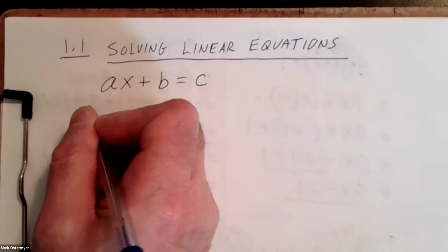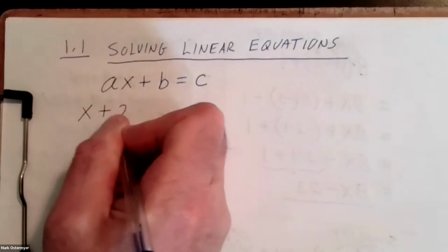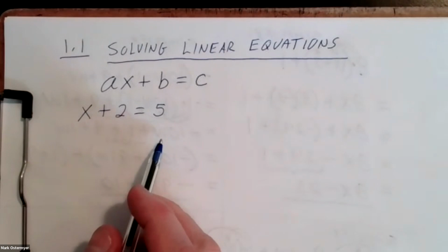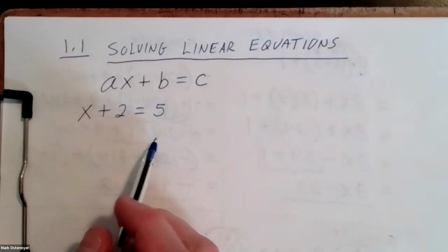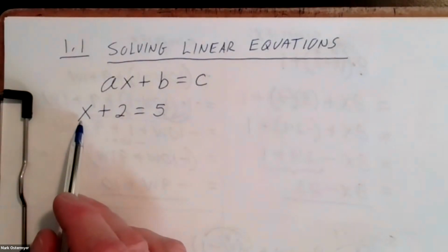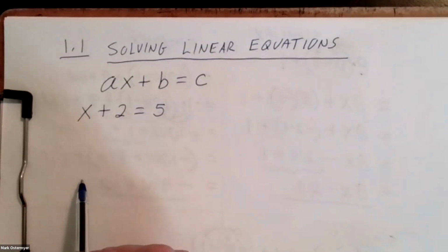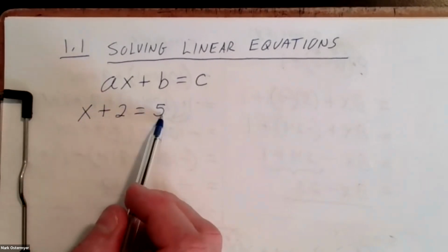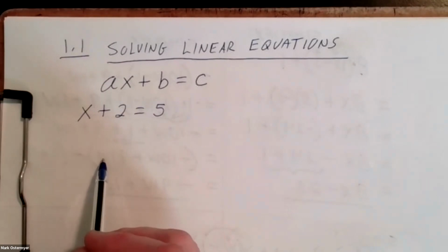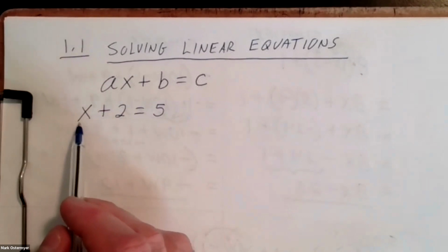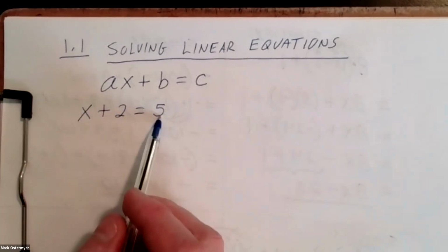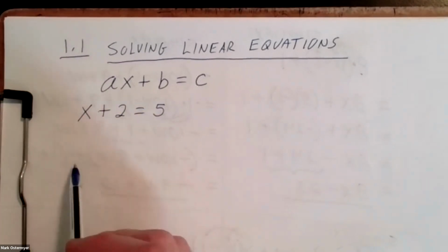Let's give ourselves a basic equation to look at. This is called a linear equation, and our job is to figure out what numeric value we would have to replace X with so that we would have a true statement here. Well, what number has to be added to 2 to give us 5? After a little thought, we would realize that 3 is that number. So the solution to this equation better be x must be equal to 3.